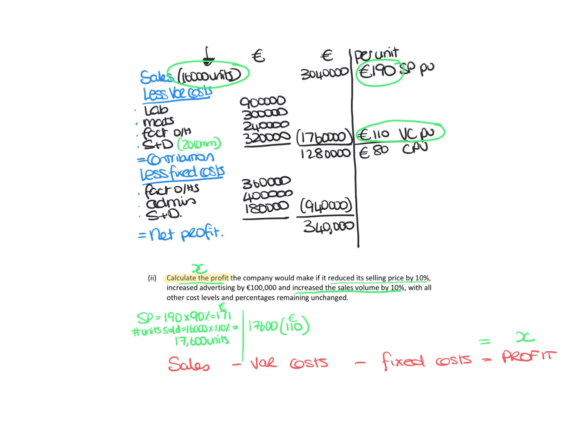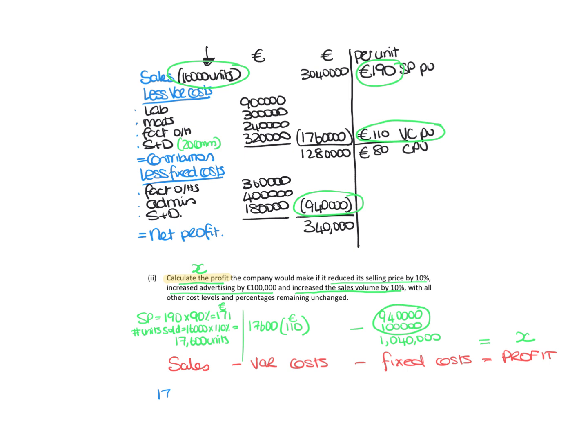Okay. And then the fixed cost, let's see, did the fixed cost change? So it says it increased advertising by 100,000. That would increase the fixed cost. So the fixed cost would go 940,000 plus 100,000. Okay, so that's going to be minus 1,040,000. Okay, so we will multiply all of this out then.